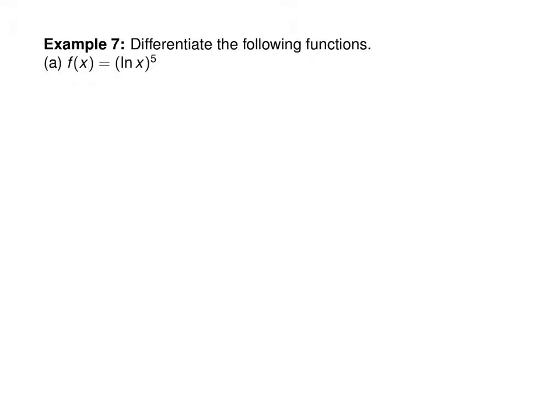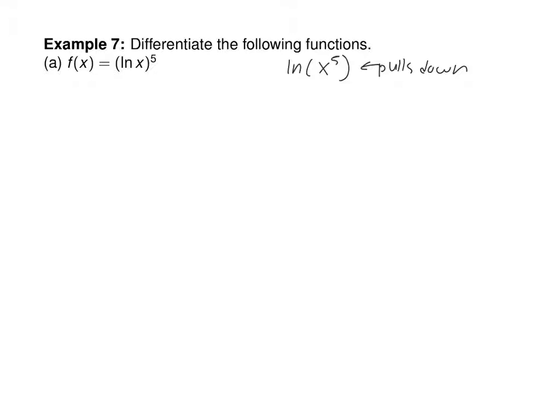Okay, on this one, can that 5 pull down? No. The 5 will pull down if it's ln of x to the 5th. That's when the 5 pulls down. The reason is that comes from the addition rule, and multiplication is repeated addition. So on this one that we have, the fifth power is outside the ln.